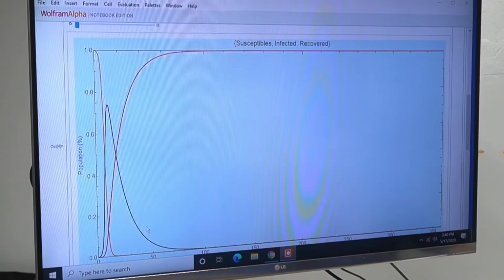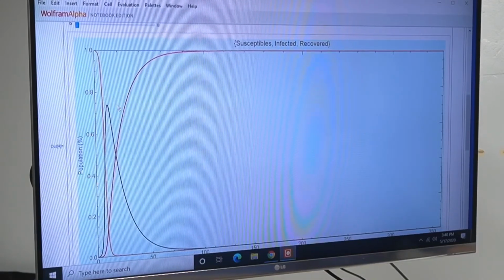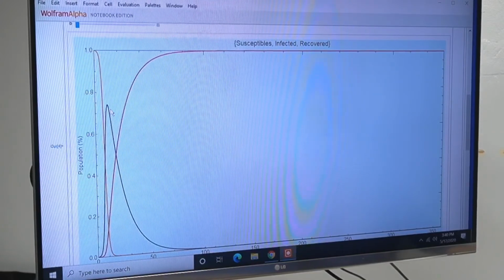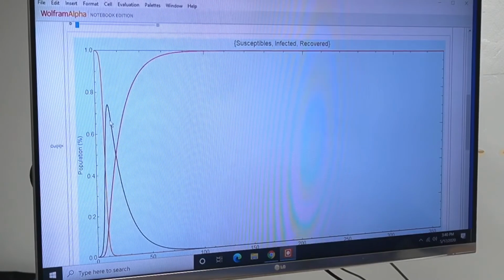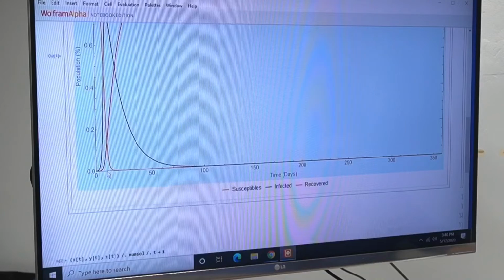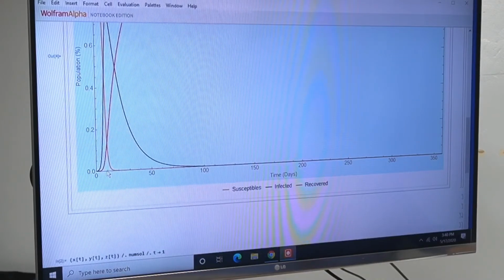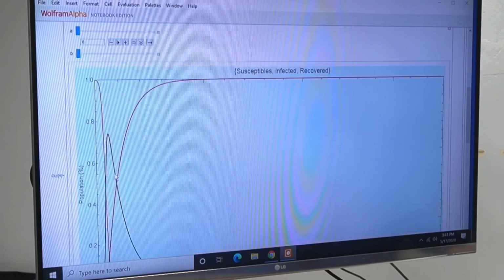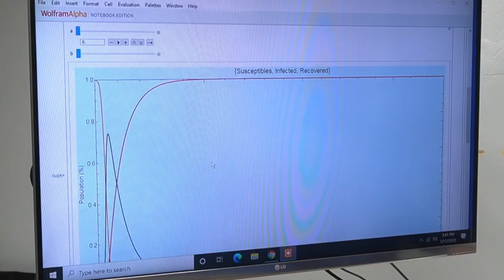This is the worst case scenario. So if we did not do anything about this and A is 1, as you can see, about 70% of the people would get infected in a very short period of time. That means if the schools were not closed, the universities were not closed, then in probably less than a month, 70% of people would get infected.